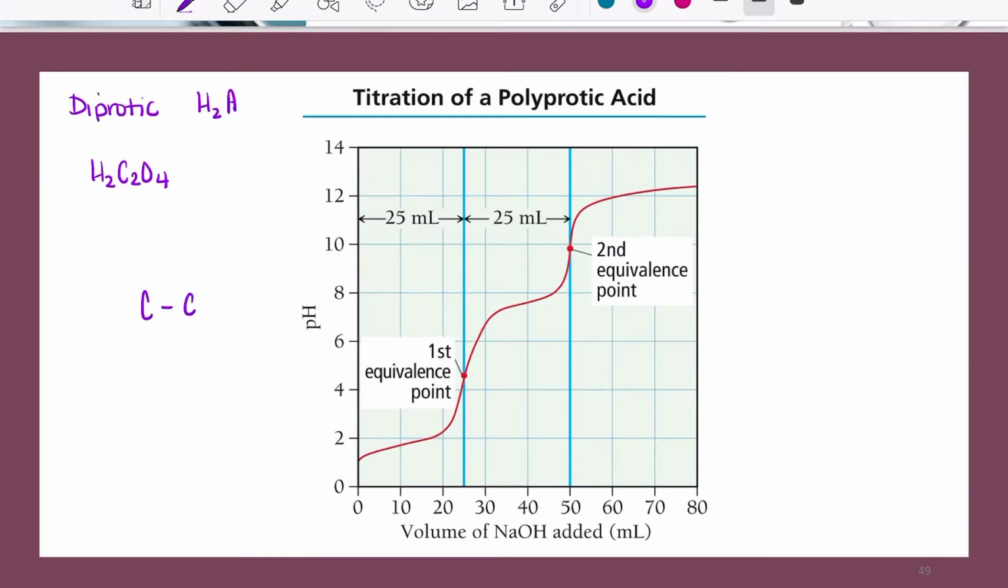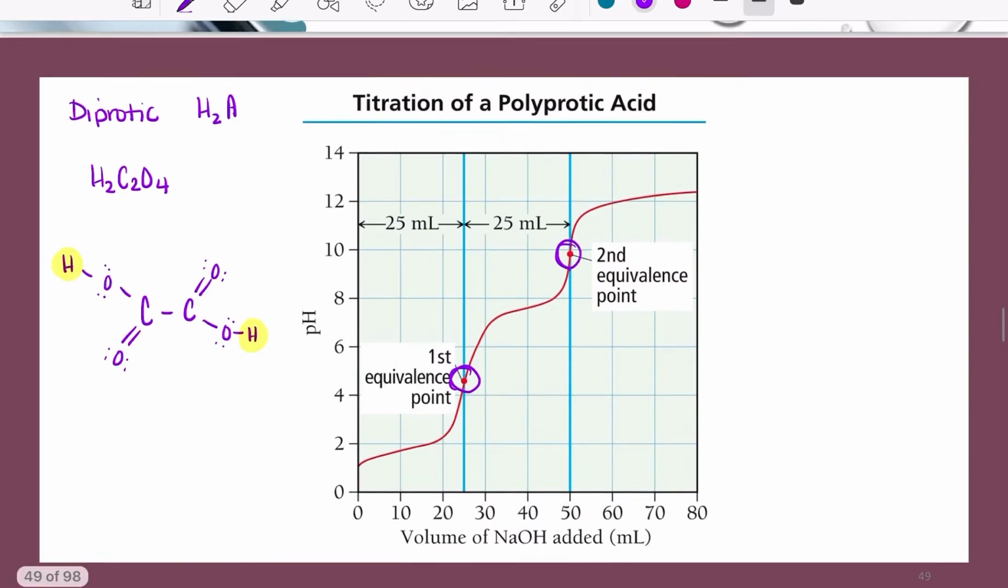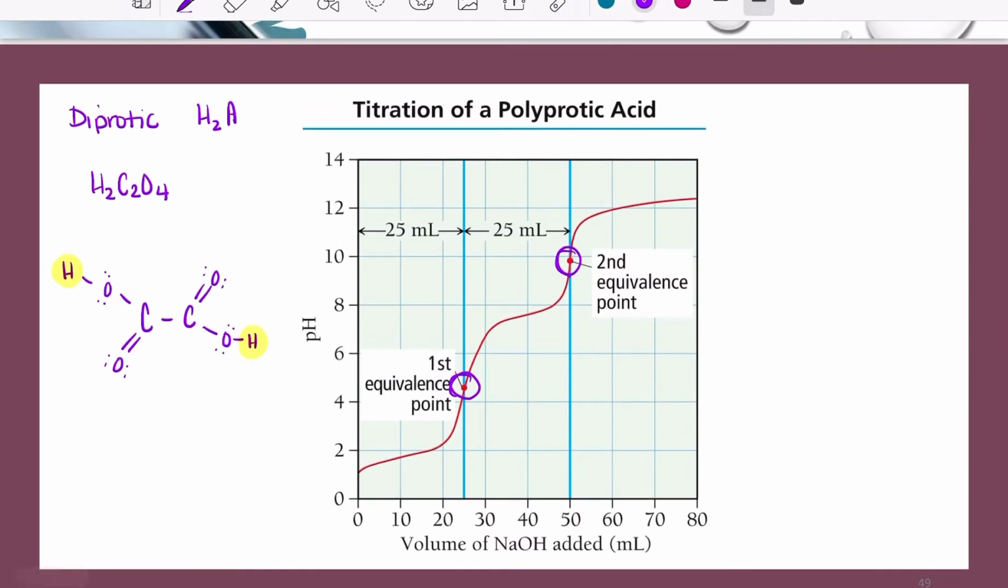Oxalic acid has this general structure. And oxalic acid specifically can lose this and this proton, both of them. It's going to lose them at different points, though. It doesn't lose them at the exact same point. One would be at the first equivalence point, and the second one at the second equivalence point. It's easier to remove the first proton than it is the second one. Which proton? They look both equivalent, right? No, that kind of is true, but they will lose them at different points.